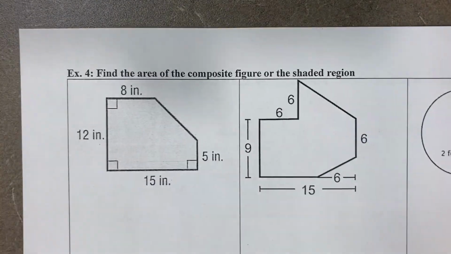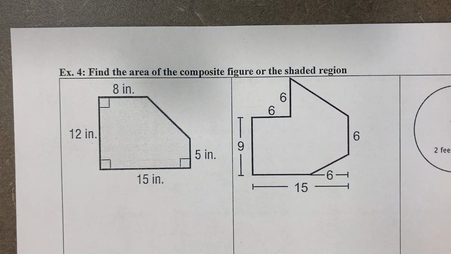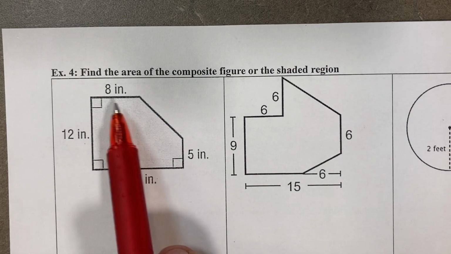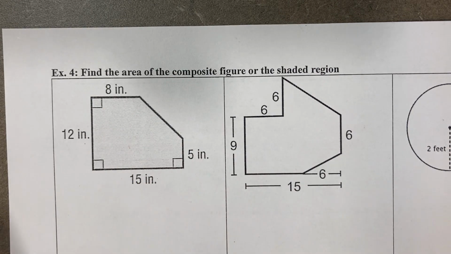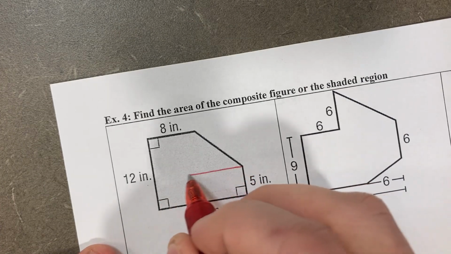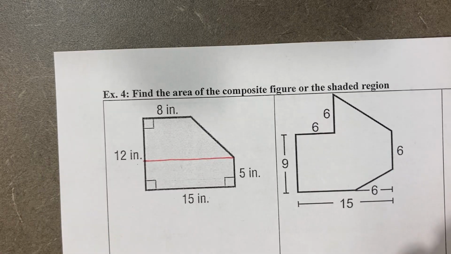All right, on to part 2 of this lesson. These are composite figures and shaded area stuff. So here we go. How do you take care of something like this? This is not regular. This is a 1, 2, 3, 4, 5. It's an irregular pentagon. So how do you figure this out? Well, you can split it up. All right, you split it up.